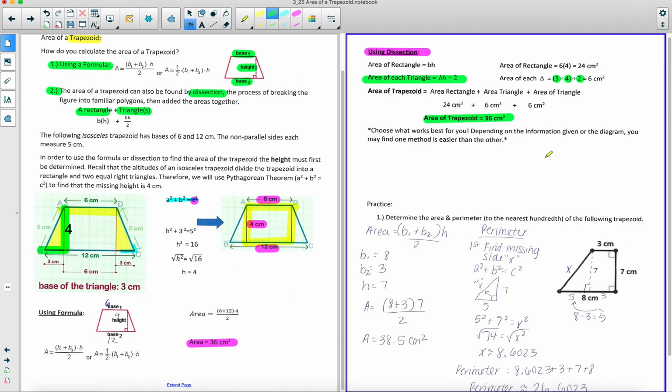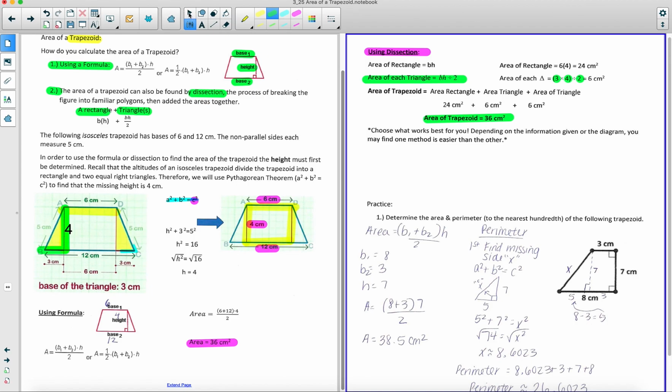Okay, so same answer, obviously, 2 different methods. One is a little bit longer, I would say, in terms of having to know multiple formulas, if you're using dissection, but really I think that they're both valuable in their own different ways. Okay, at the end I left a little note here. You choose what works best for you. Depending on what information is given, you may think that one is easier than the other, and by all means you do whatever you see fit.